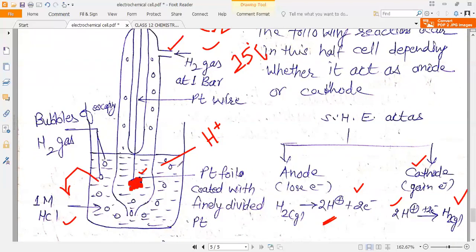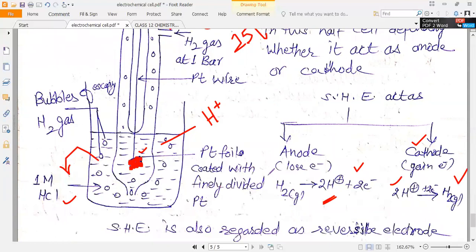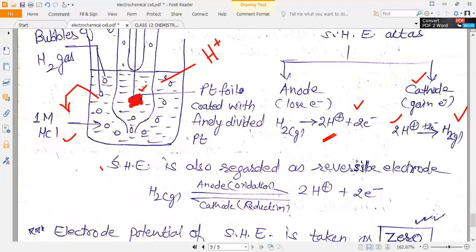So this is the structure of SHE, and SHE is also regarded as a reversible electrode. It can act as an anode, and it can also act as a cathode. If SHE acts as an anode, then hydrogen gas will be oxidized and form 2H plus ions, and electrons will be released.